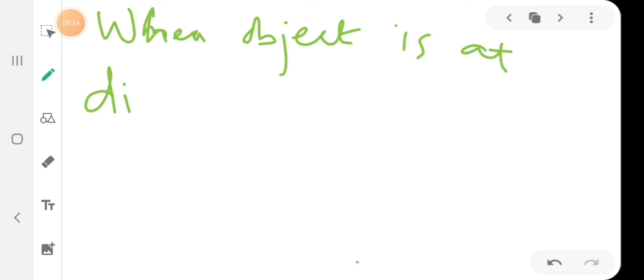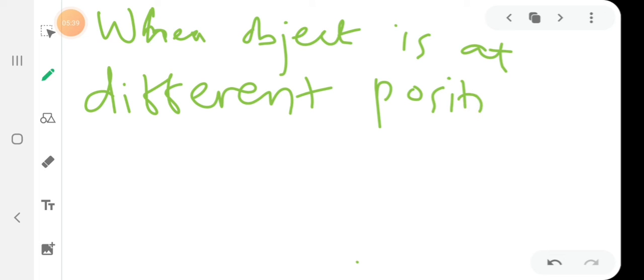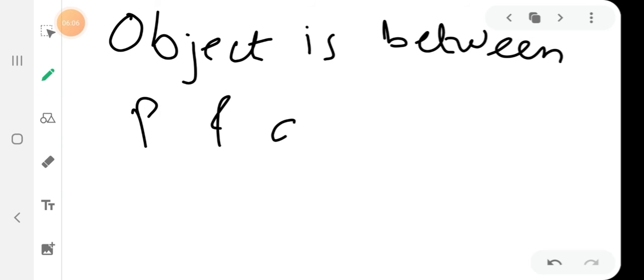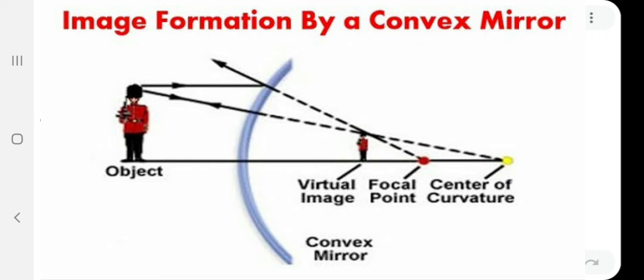क्या होता है, when it is at different positions. जैसा हम लोगों ने कॉन्केव मिरर में करके देखा था, we had kept the objects at different positions. So here now we will be putting our object first. In the first case, the object is placed between the pole and infinity. Suppose that the object is between pole and infinity. Okay, so how does it work?